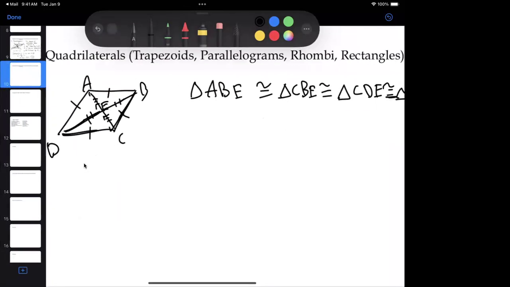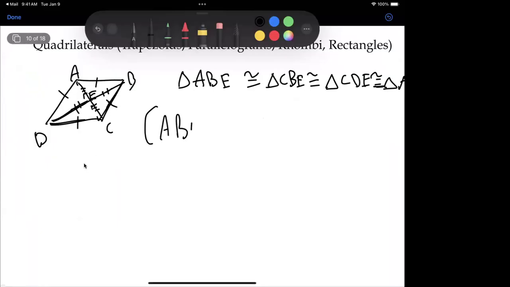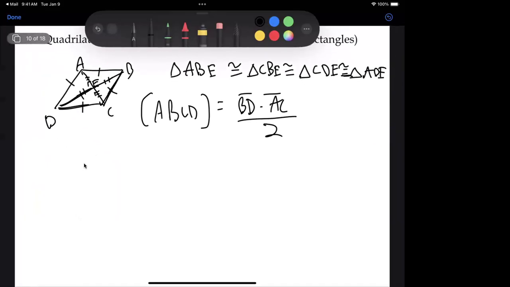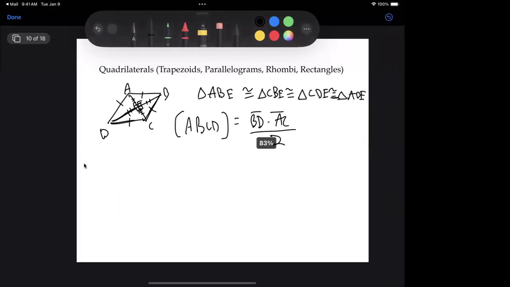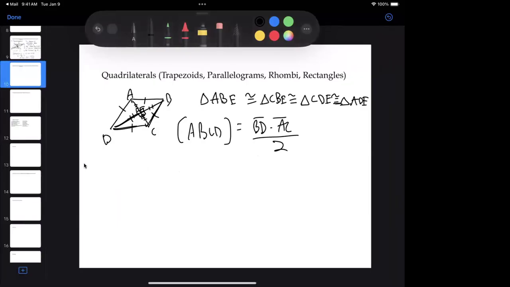So because of that, the area of ABCD is equal to BD times AC over 2. Because these triangles are all equal, these are all going to be right angles.